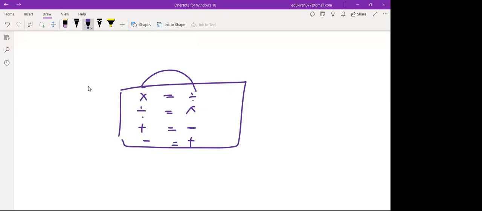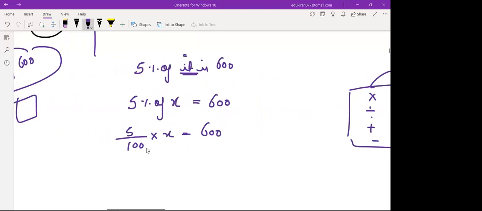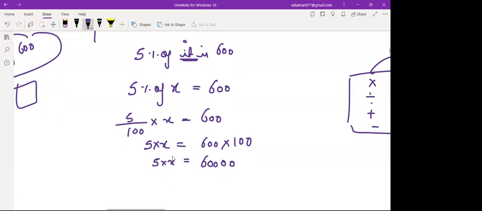So over here, you can see this 100 is in division. When it goes to this side, it becomes 600 multiplied by 100, because this 100 was in division here. So it became 60,000 and it is 5x here, 5 multiplied by x. Now you have to find the value of x.